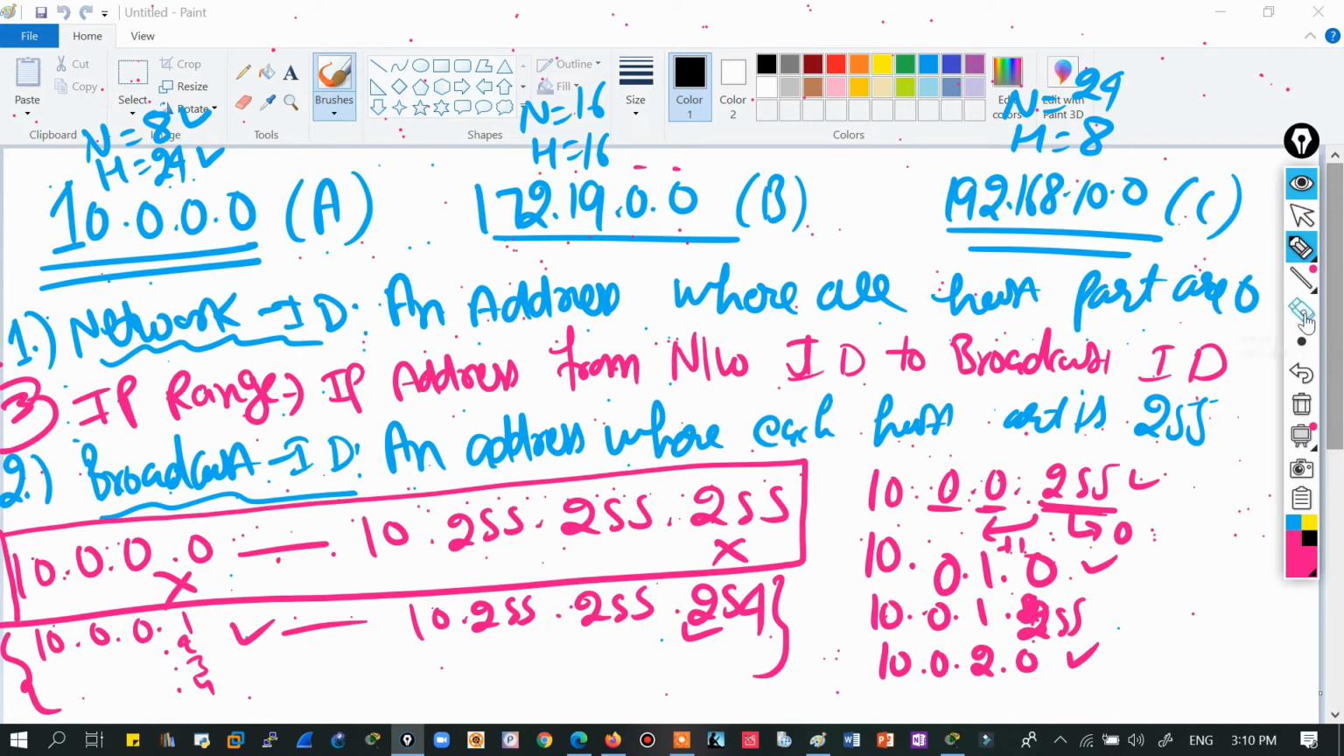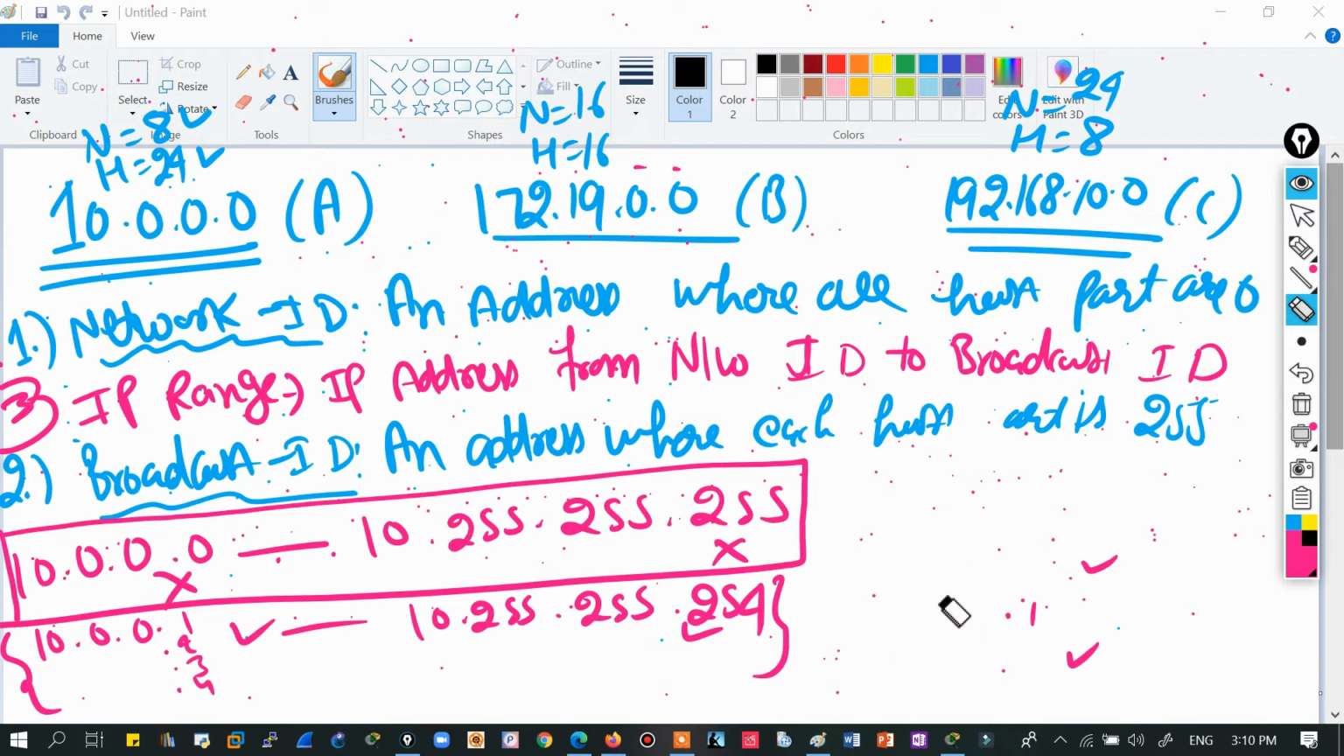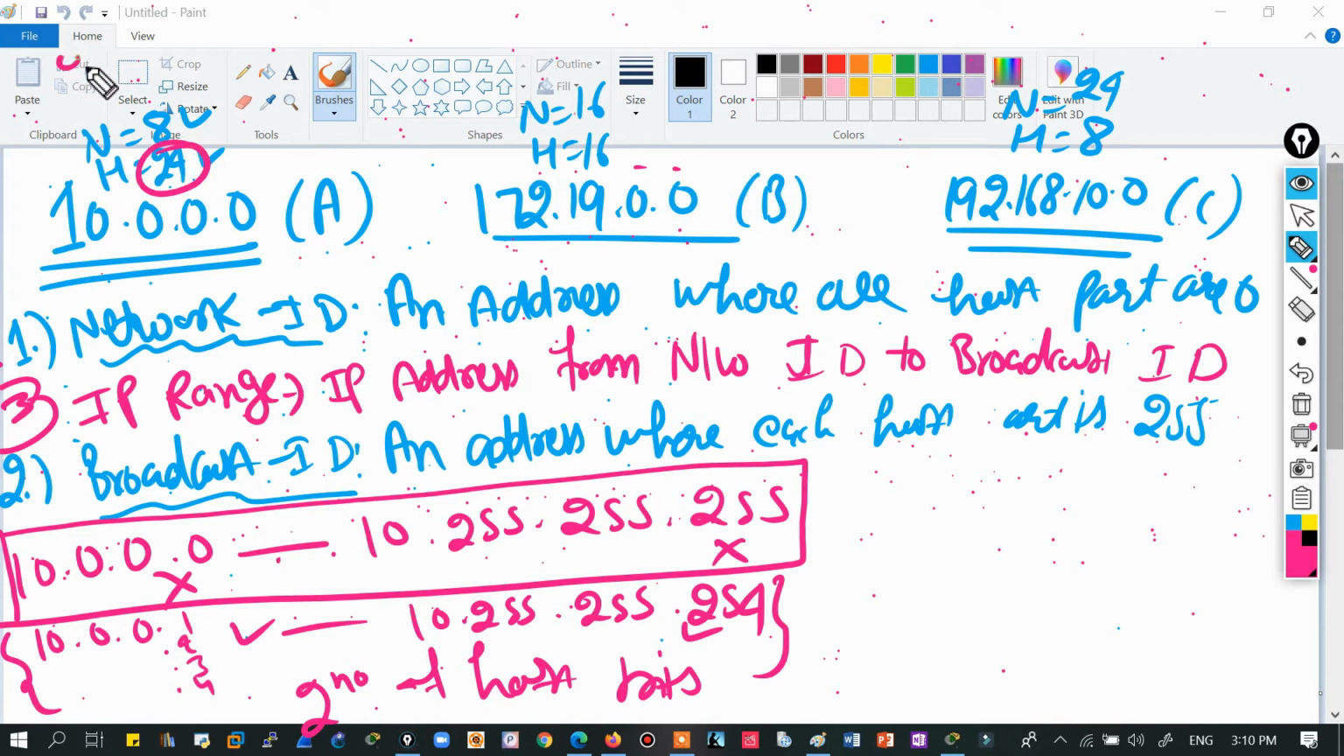So how many addresses can we have in class A? We can have 2 raised to the power of the number of host bits. What is the formula for that? 2 raised to the power of the number of host bits. How many host bits do we have in class A? 24. So in a single class A network, there are 2 raised to the power 24 host addresses. In class B, like 172.19.0.1, .2, .3, it should go up to 255. What should be the next address?